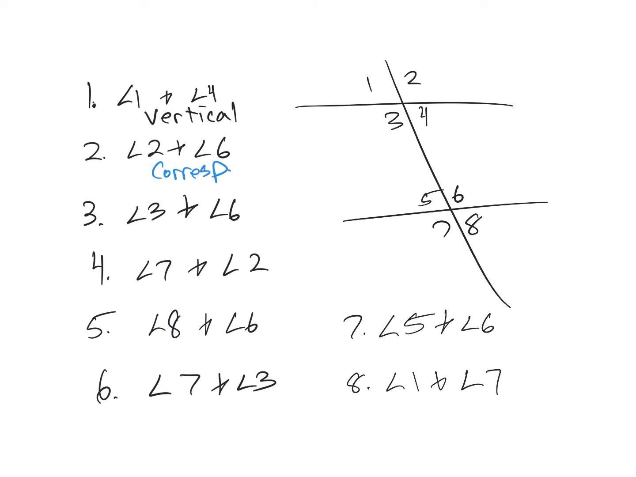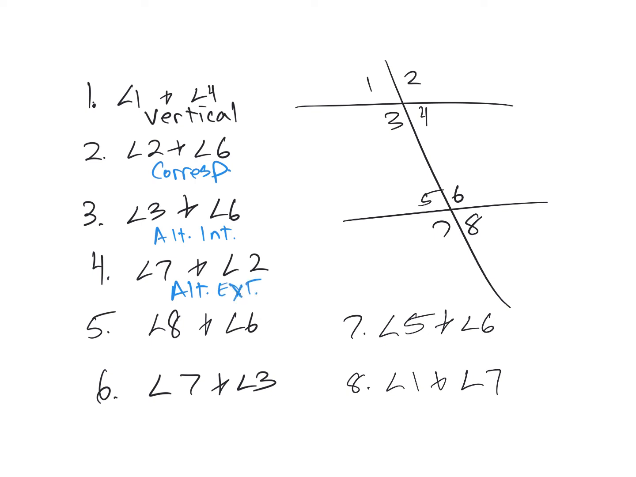Angle 3 and angle 6 are both on the inside of the lines, and they're alternating around the transversal. So that's alternate interior angles. Number 4 is 7 and 2. They're alternating, so right off the bat, you should write alternate. And both of them are on the exterior of the two lines.